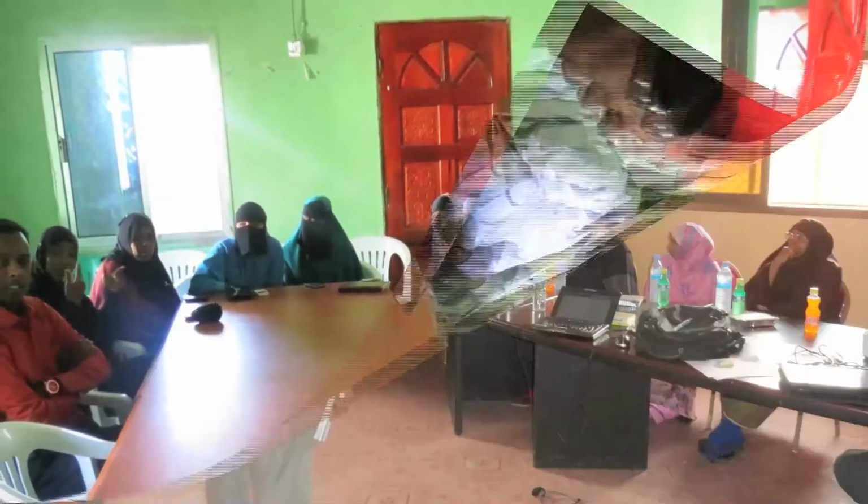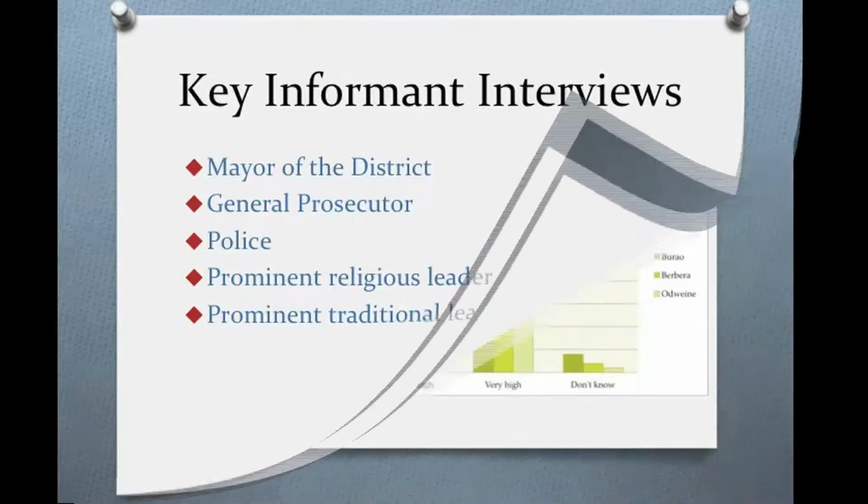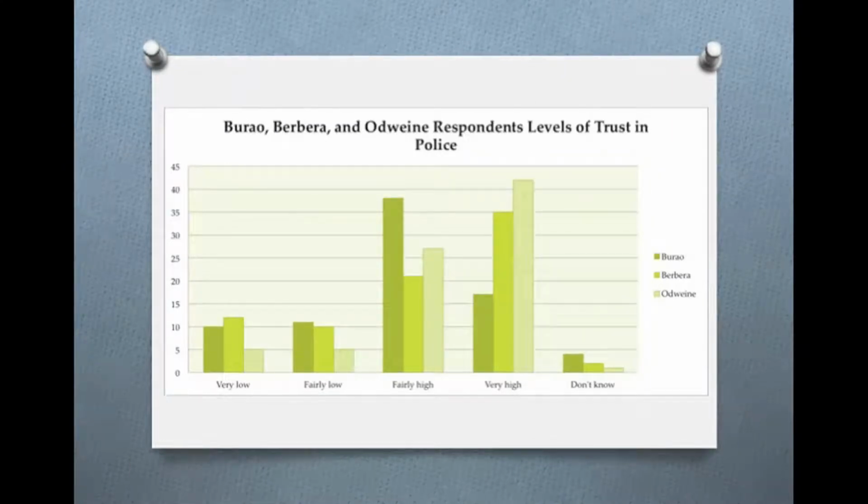In parallel, the group also conducts focus group discussions with the various stakeholders at the district level, including youth representatives, women's groups, traditional and religious leaders, and business people. Then the third layer of data collection is key informant interviews, meeting with key figures at the district level, including the mayor, the general prosecutor, the police officer, one prominent religious leader, and one prominent traditional leader. So this different information fits together into the report, and at the end of the day we mix the quantitative and qualitative data from the district and analyze it that way.